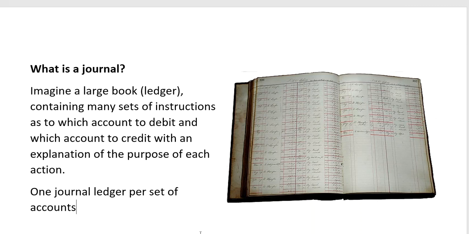The image I've chosen to use here is actually a very old image, but I think it illustrates the purpose. Nowadays, journals are probably going to be held in a computerized document, but historically they would always have been in a book, a ledger, just as you see here. The word journal comes from the French jour, meaning daily, and the journal would have a set of instructions working chronologically, showing every day exactly what accounts to debit and to credit and why.